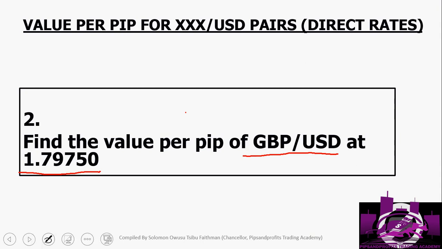Okay, somebody is asking, so 3-digit pairs will be 0.01. Yes, perfect. Thank you very much, Insian. We will come to that. Now, I want you to do this and give me the answer. What will be the value per pip for this pair, GBP USD, at 1.79750? Please, get me the answer.